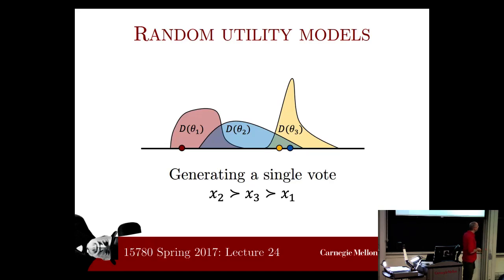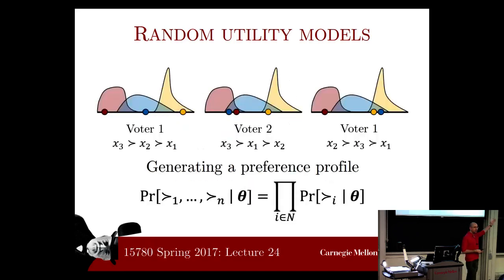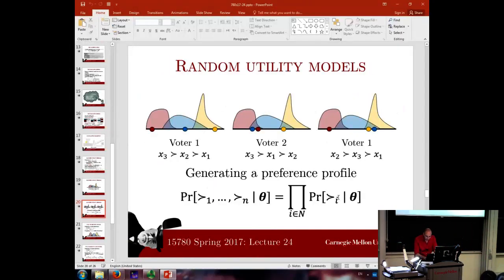Okay. And if you want to draw a profile, so for example, for 3 voters, we just do this process for every voter separately. So for voter 1, we draw 3 samples from each distribution, and we get yellow above blue above red, which is this. For voter 2, we draw a sample from each distribution, we get this. For voter 3, let me correct this. For voter 3, we again draw 3 samples, and we get a different order. And all of these are independent.